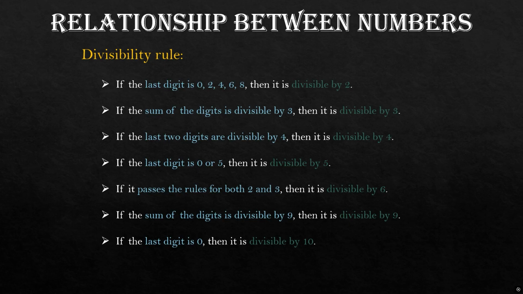Next, if the last digit is 0, then it is divisible by 10. In a number, if the last digit is 0, then it is divisible by 10. If it passes the rules for both 3 and 4, then it is divisible by 12. If the divisibility rules of 3 and 4 are satisfied, then it is divisible by 12. That's all the divisibility rules. Next we move to examples.